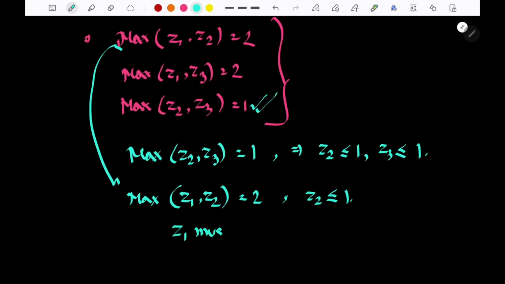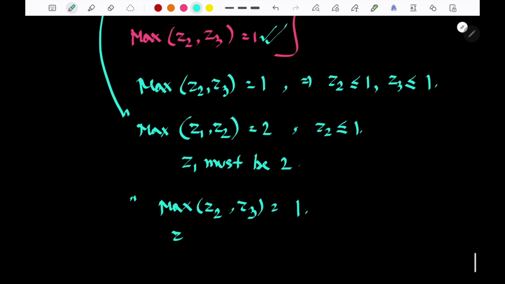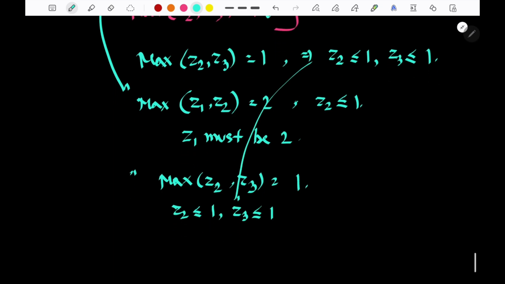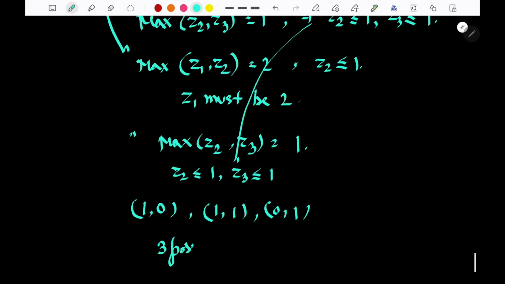Z1 must be 2. Now if Z1 is 2, then the other conditions are verified. So the maximum of Z2, Z3 is 1. Okay, so Z2 is less than or equal to 1, Z3 is less than or equal to 1. We have concluded from here. So what are the possible conditions? Again 1 0, 1 1, 0 1. So how many choices? Three possibilities for exponents of 5.